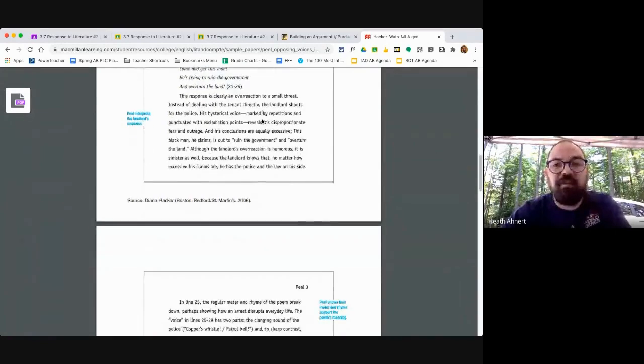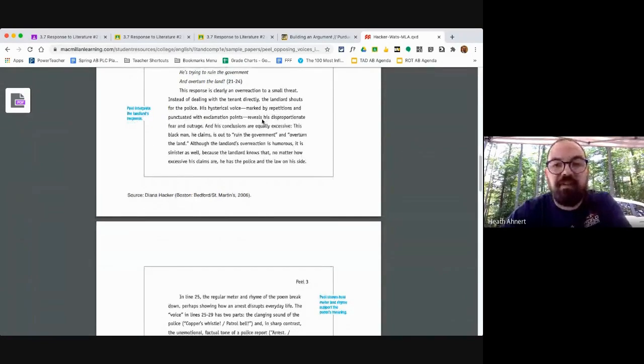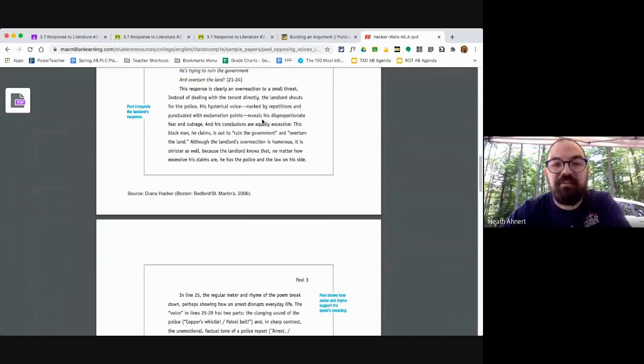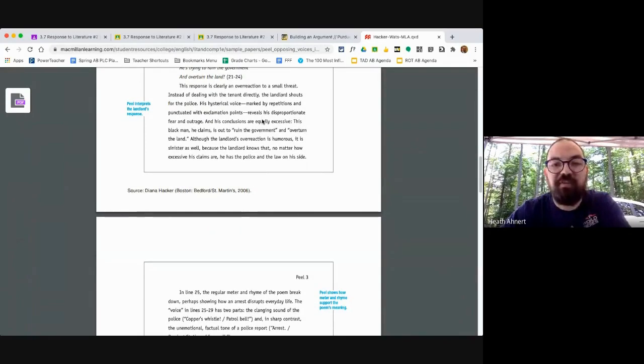This response is clearly an overreaction to a small threat. Instead of dealing with the tenant directly, the landlord shouts for the police, his hysterical voice marked by repetitions and punctuated with exclamation points.